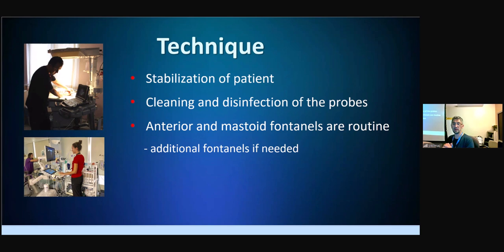in the NICU, and you need to make sure that the patient is stabilized. You need to make sure that the probes are cleaned and you're not transmitting infection. And as you can see here, the orientation is different because you can be on the right side of the patient or left side of the patient, or you can be doing the ultrasound from the foot or from the head. So the orientation is difficult. When you first try to do it, you need some time to learn the orientation. But afterwards, it's simple. We are using the anterior and mastoid fontanelles routinely, and we use the additional fontanelles if needed.